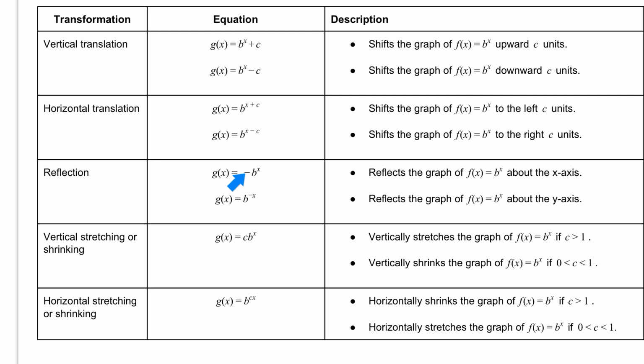Reflections: if you have a negative on the outside of your function, that's going to reflect over the x-axis. And a negative in the exponent, that's going to reflect over the y-axis. And then vertical stretching or shrinking. If you have a number that you're multiplying in front of your base, that's going to stretch your graph vertically if that number is greater than 1, and if that number is between 0 and 1, it's going to shrink your graph. And then horizontal stretching and shrinking is going to come with a number that's being multiplied by your x up in your exponent. So if that number is greater than 1, it's going to shrink the graph. And if that number is between 0 and 1, it's going to stretch your graph. So we're going to use these down below.